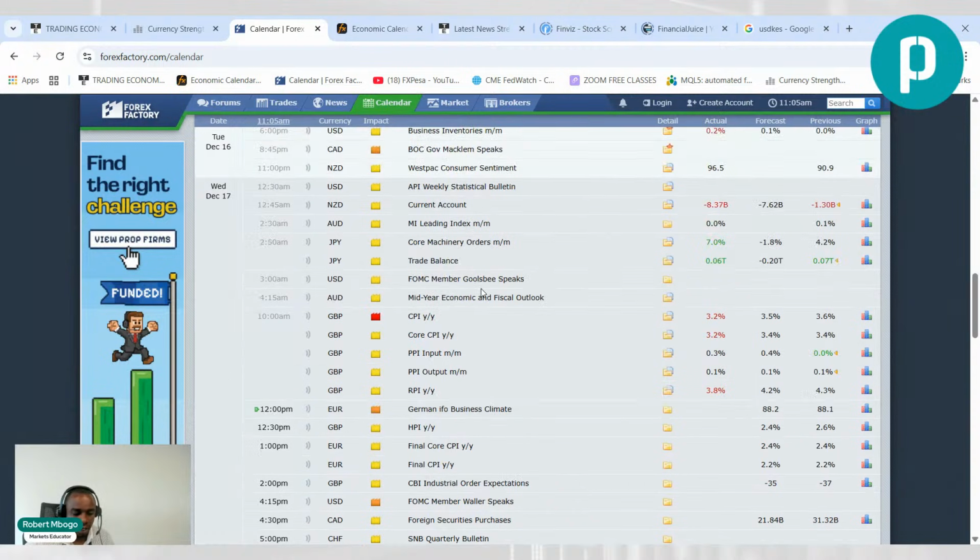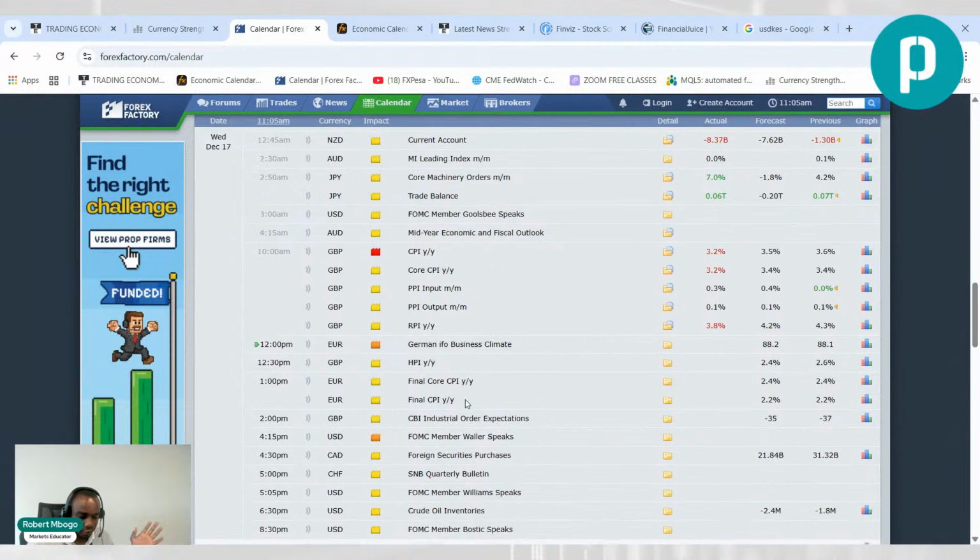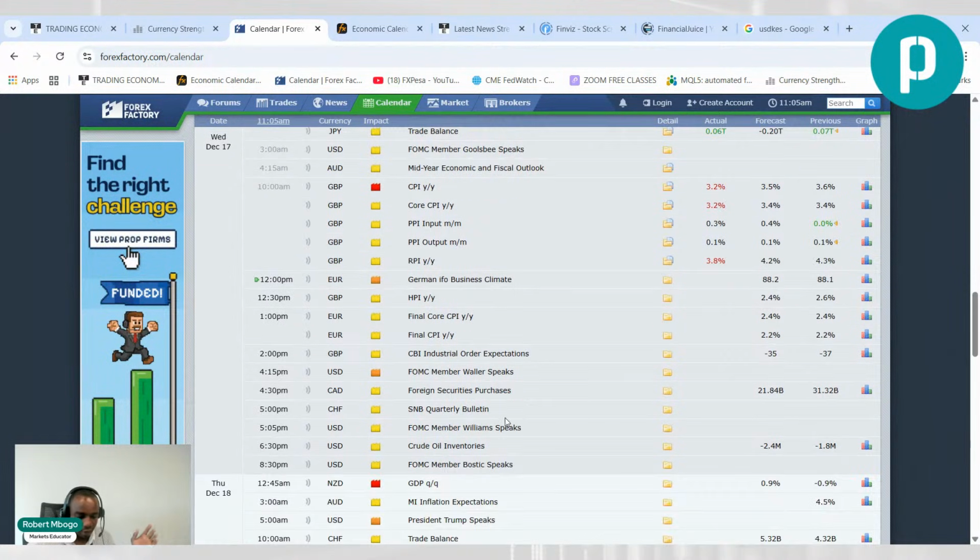So as we have seen earlier today at around 10, we had the GBP CPI news that came out very negative for the pound, 3.2%, right? So we will see this impact in pound pairs. Anything that has GBP as the base currency has been affected by this move. Without having much of red folders later in the day, let's have a look at the USD pairs.